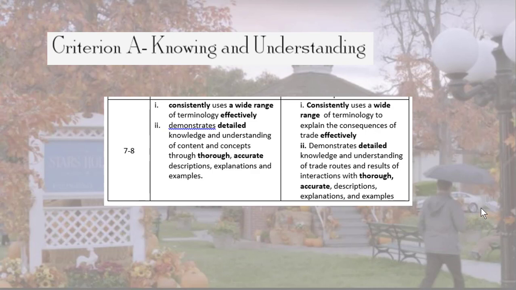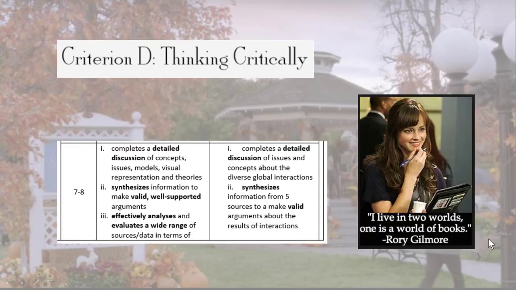So criterion A assesses knowing and understanding, and this is assessing how well the scholar describes the effects of trade and what terminology he or she uses to explain those consequences. Criterion D is thinking critically, and this is assessing how well the scholar analyzed the sources and does so to create a valid argument about the issues and concepts surrounding the global interactions of this time period.